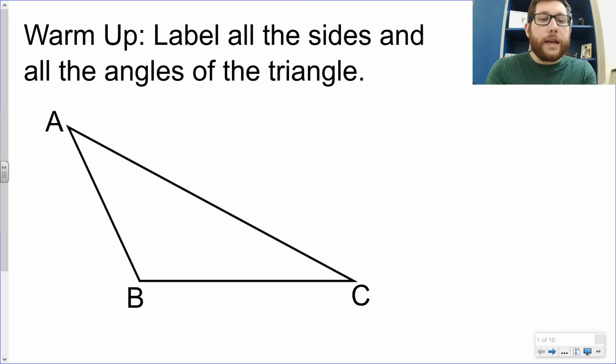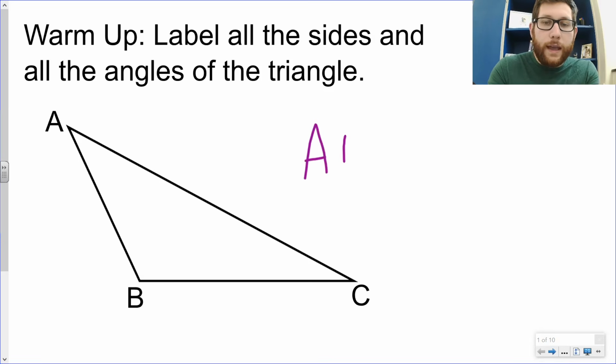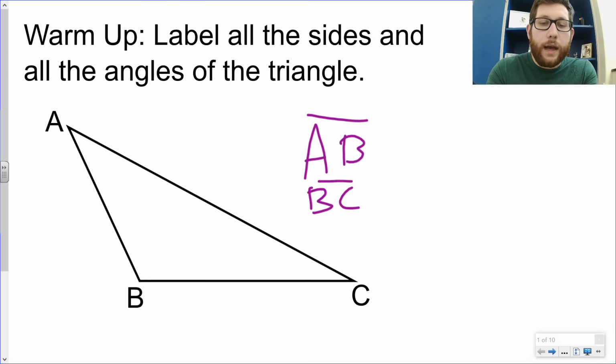So remember, sides are always going to be two letters. So I could say that AB, it'd be helpful if I got my pen out here. I could say AB would be a side. Notice I've put a line over top. It reminds me that it's a segment. I could say BC. I could say AC. And I could take any one of these and flip them. I could do BA or CB or CA. Any of those would be fine.